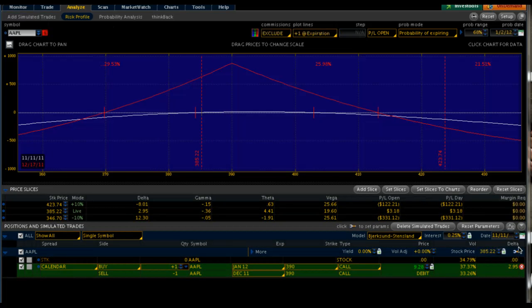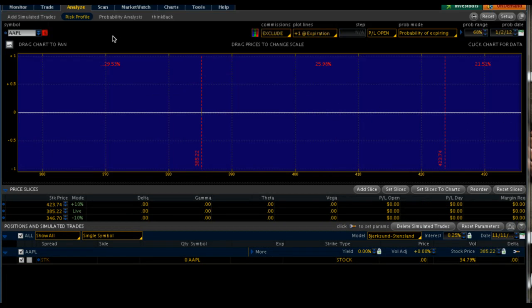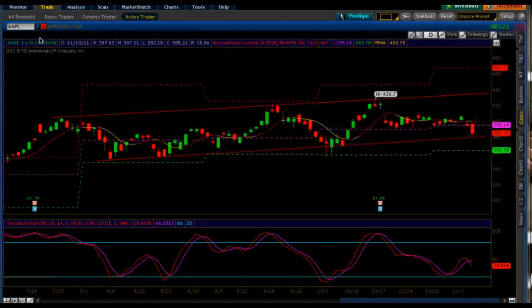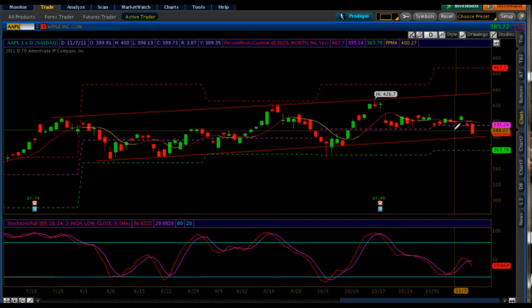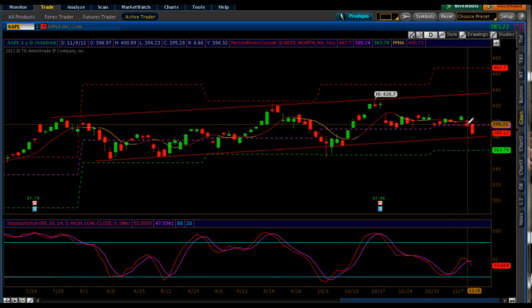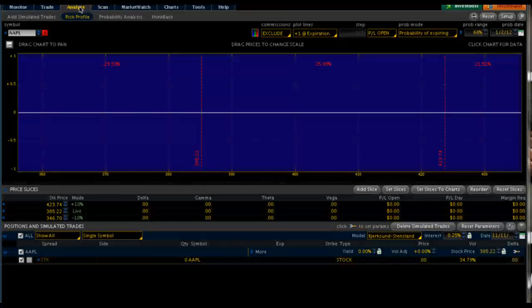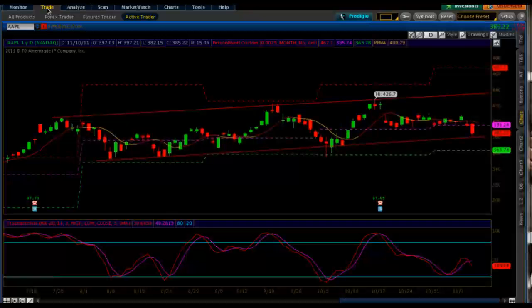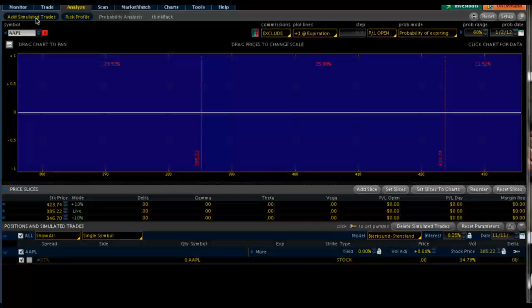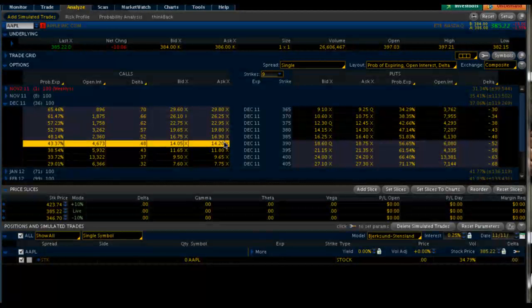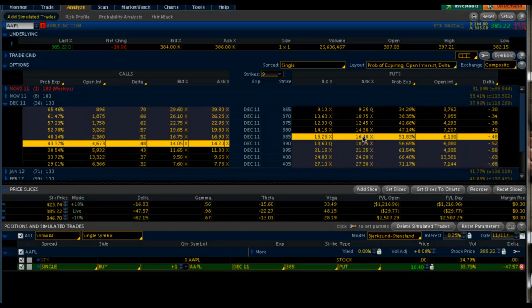Yeah, because if you want to short a stock, what stock do you have in mind? You want to short? Apple. I shorted at $399.61. Okay. So let's say we want to short it. Let's say we short it. Yeah. So you want to short Apple. We go to add simulated trade. Let's say you want to short Apple, and go to 385. Let's say you want to buy a put to short it.